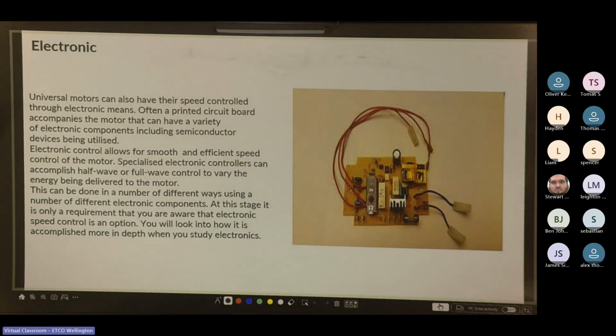And then we have electronic speed control. So universal motors can also have their speed controlled through electronic means. Often a PCB or printed circuit board accompanies the motor and can have a variety of electronic components, including semiconductor devices being utilized. And because the PCBs and components are becoming smaller and smaller, they can now be fitted inside of our battery drills and impact drivers.